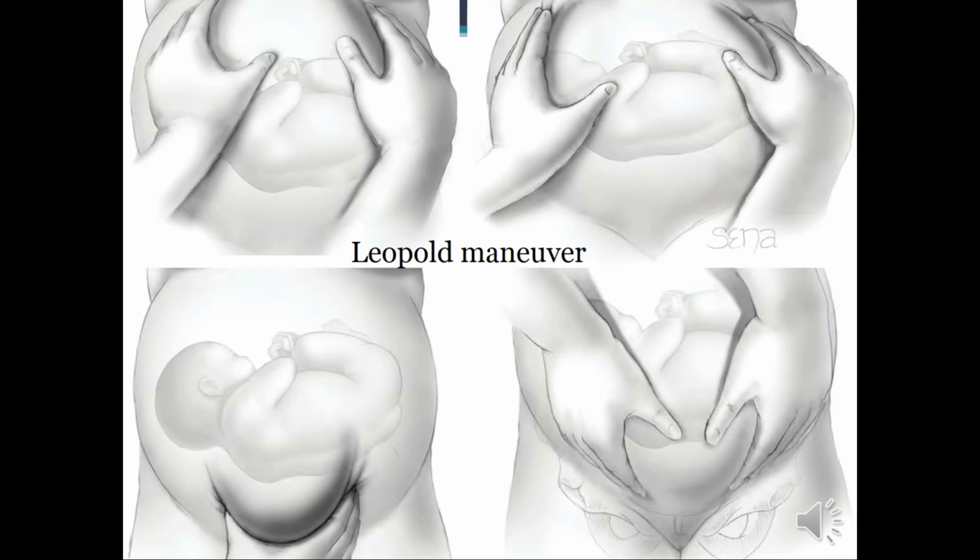Here, as you see, the Leopold maneuver. Fundal height is lower than expected for gestational age. Fundal grip empty. Lateral grip, as you see, head on one side, buttock on the other side. Pelvic grip also empty, and there is no presenting part.